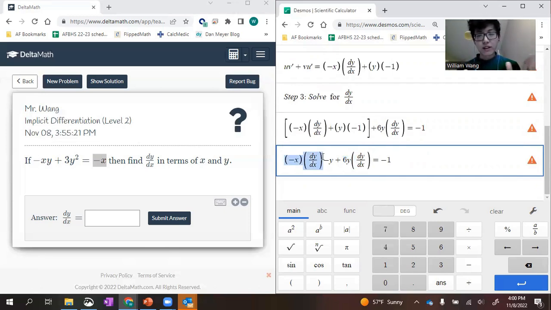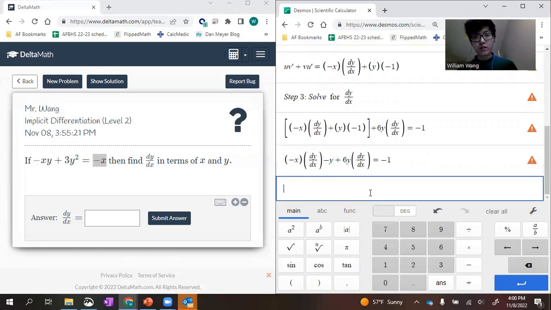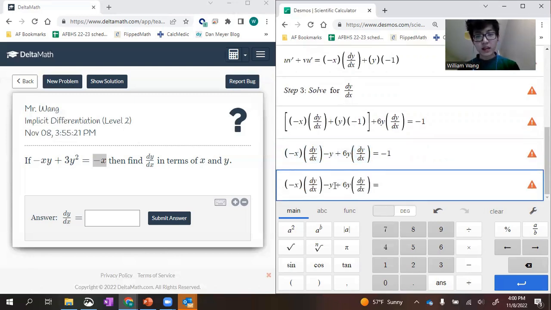Negative x times dy over dx is one term because they're multiplied together. The only term that's by itself is this minus y here. So I'm going to add y to both sides to get rid of it. When I add y, I get rid of this minus y, and on the right side of the equation, I also have to add y.